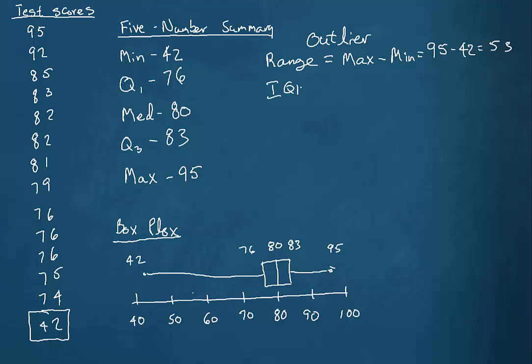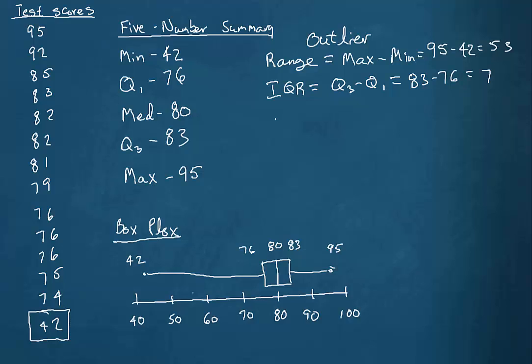Another measure that we'll talk about is called the interquartile range. And that is found by finding the difference between the third and first quartiles. So that would be 83 minus 76, which would give us 7.